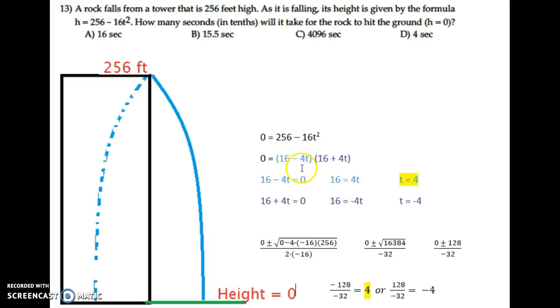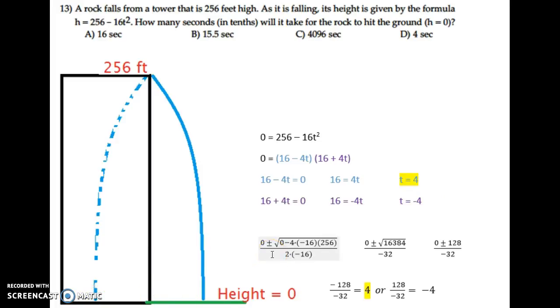This factors down, and then we use the zero product property. Either this factor is equal to 0, which gives a result of 4 seconds, or this factor is equal to 0, which gives negative 4 seconds, and that's the solution we're ignoring.